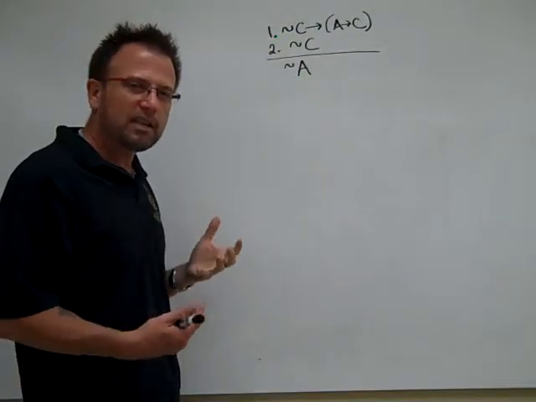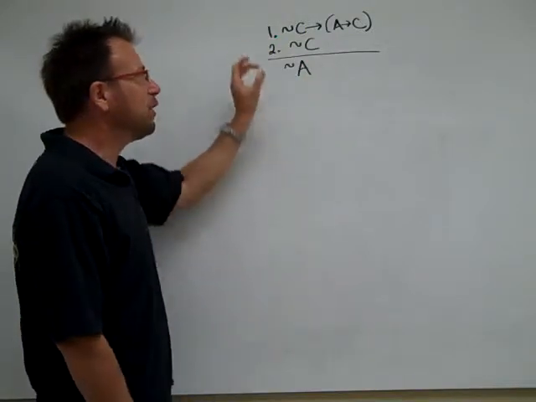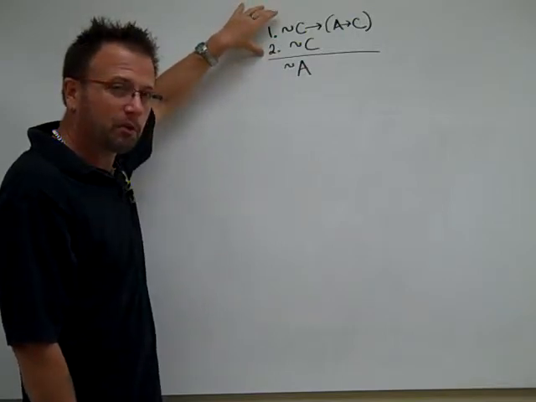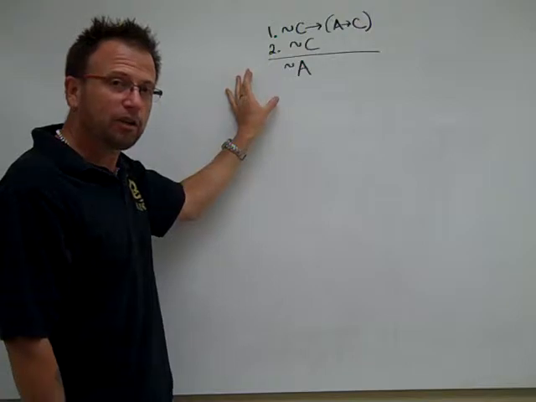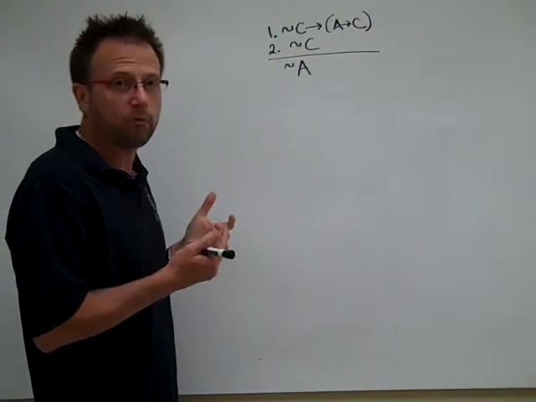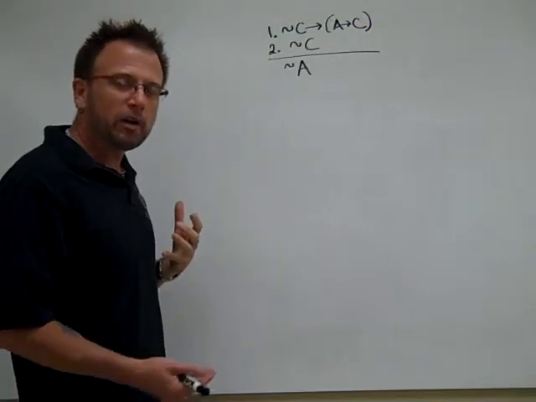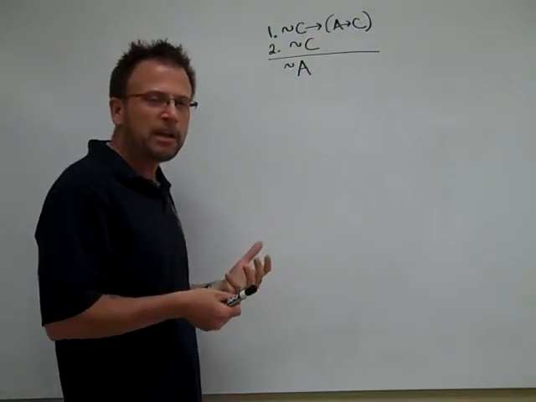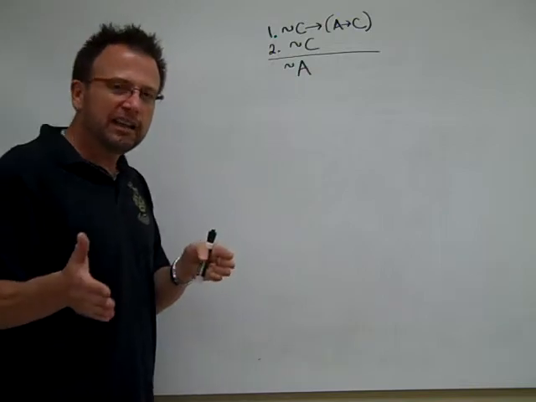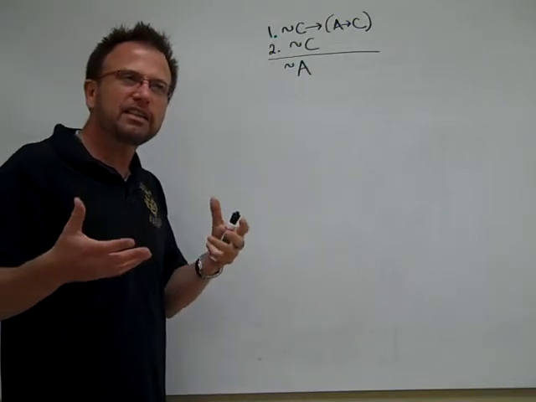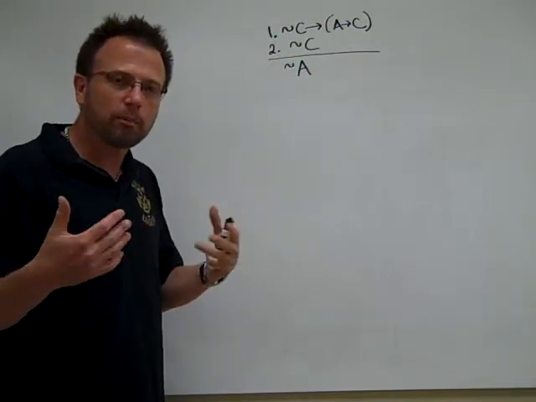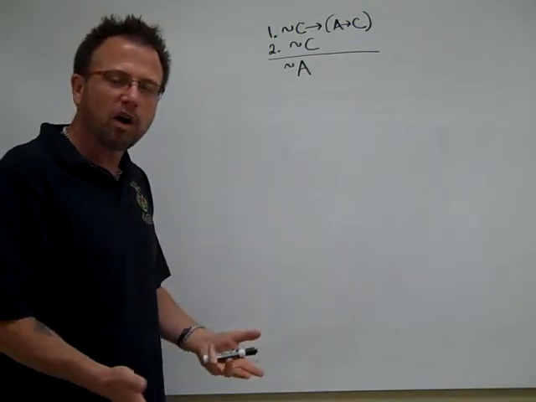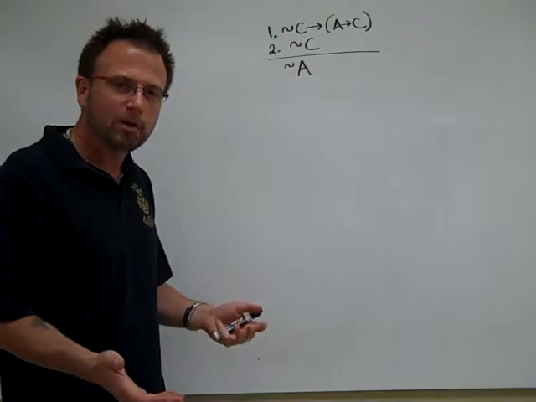What we want to know in testing for validity is if it's possible for these two premises to be true at the same time that the conclusion is false. That's what we're looking for. The way we're going to do that is we're going to use the concept of consistency to test for that. Validity says that it's impossible to have all true premises and a false conclusion. Consistency says it is possible for all of these statements to be true at the same time.